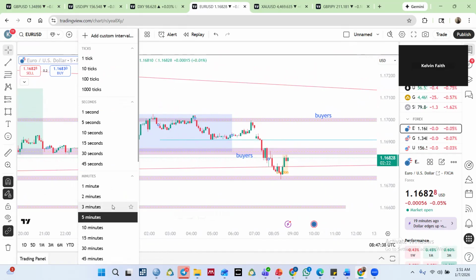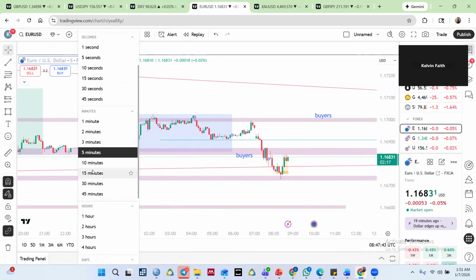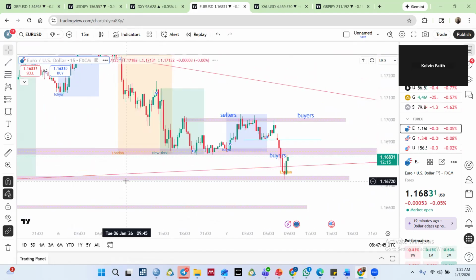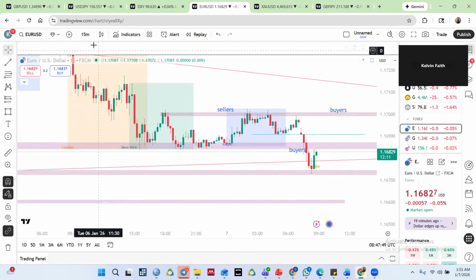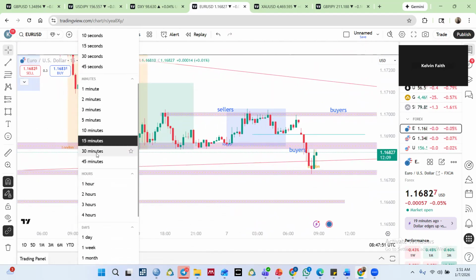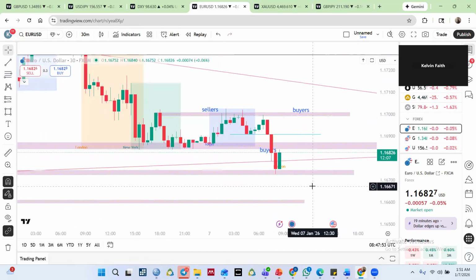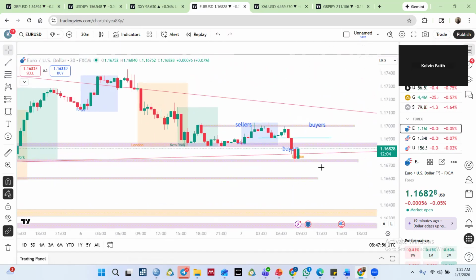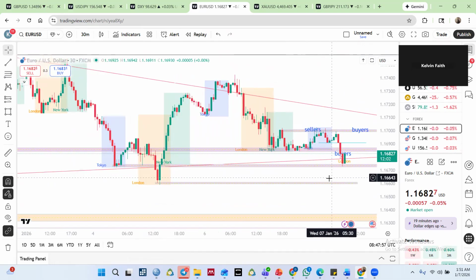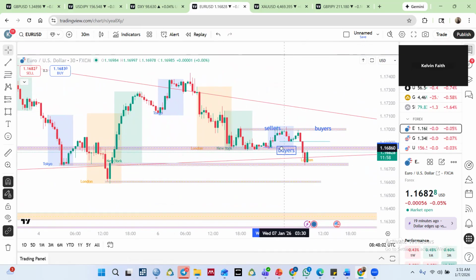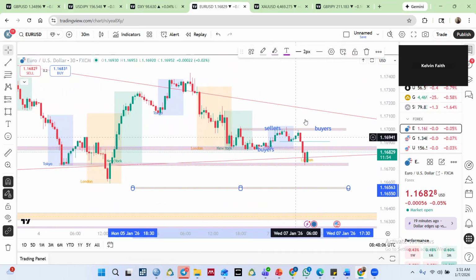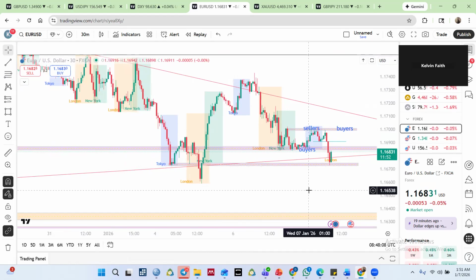Let's see how the dollar index and Euro USD are going to behave. Let's see how they are going to behave. 30 minutes, we're getting an engulfing now. Let's see how they are going to behave.